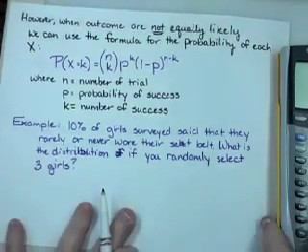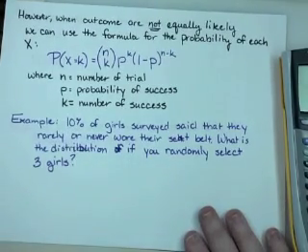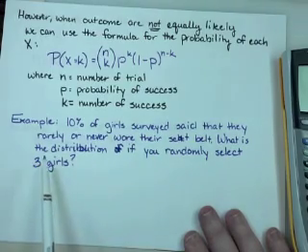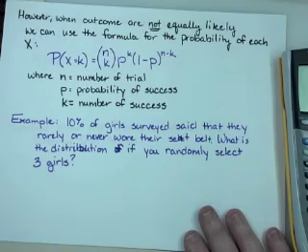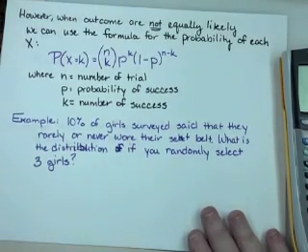So here is an example. 10% of the girls surveyed said that they rarely or never wore their seatbelt. What is the distribution if you randomly select 3 girls? So if you think about this, and if you remember, we actually had this problem when we were just doing probability distributions before, and we figured out the probability of each outcome and then added them together. Well, this is actually much shorter.